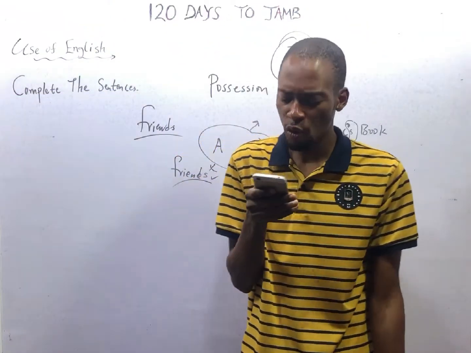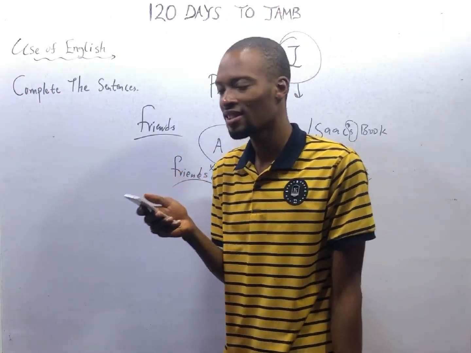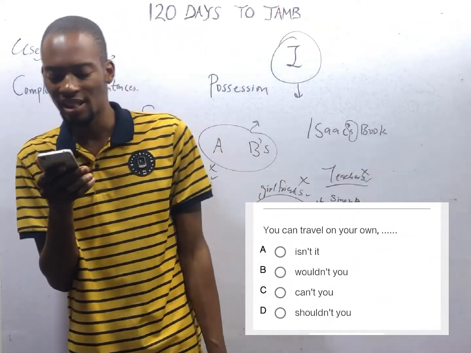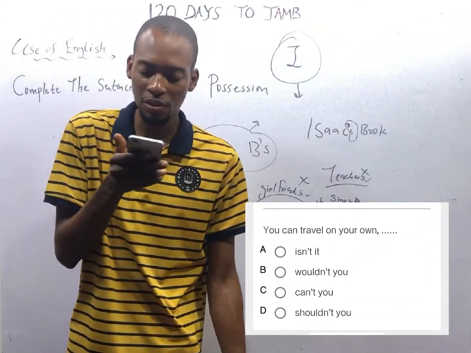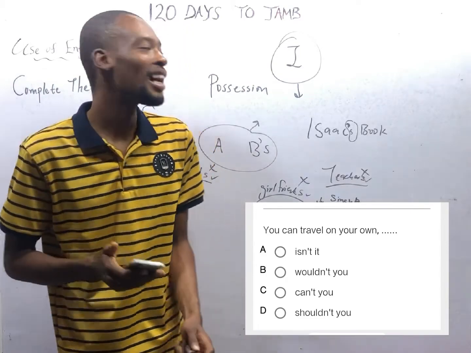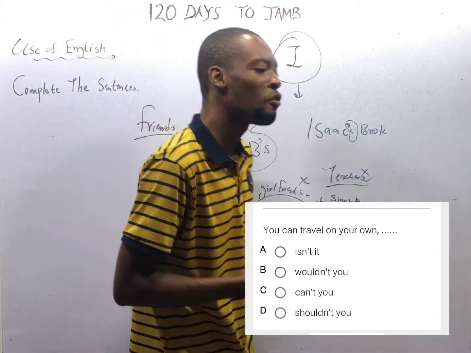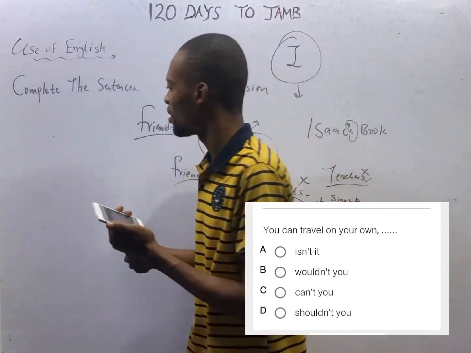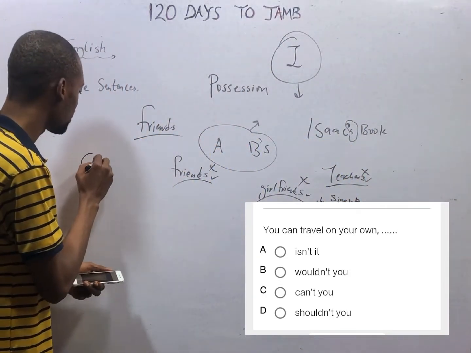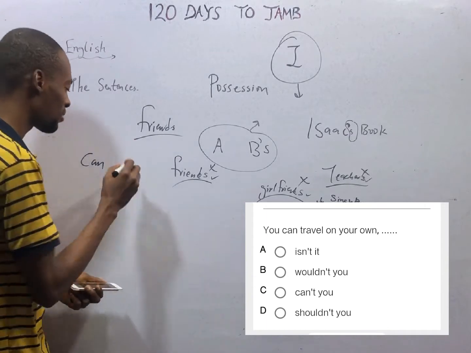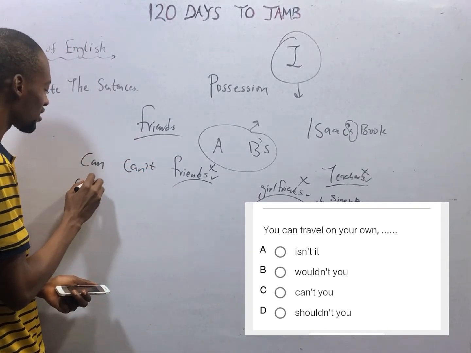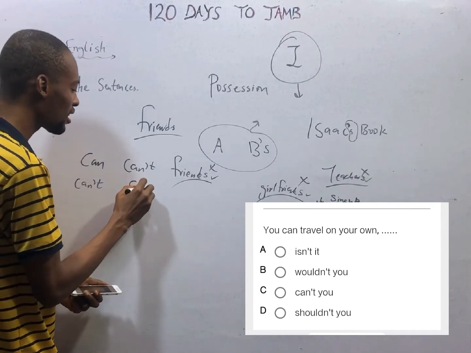"You can travel on your own." A, isn't it? B, wouldn't you? C, can't you? And D, shouldn't you? This is under question tag. When a statement is positive, the question tag should be negative. So if a statement has "can", the question tag should be "can't". If a statement has "can't", the question tag should be "can".